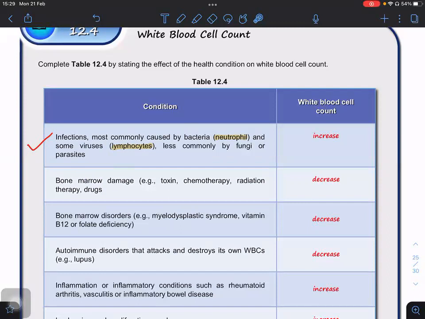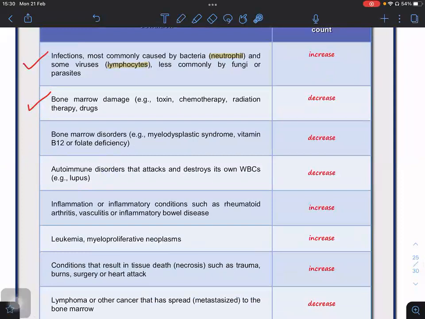If you have any bone marrow damage, for example from toxins, chemotherapy, radiation therapy, or any drug that we take that damages the bone marrow, it will definitely decrease the white blood cell count because the hematopoietic stem cell number becomes lower. So this one we need to know. In general, anything that damages or disorders the bone marrow is very simple. For example, vitamin B12 or folate deficiency causes bone marrow disorder and decreases the white blood cell count. Are you clear? Now, an autoimmune disorder that attacks and destroys our own white blood cells, this one is common sense, decreases the white blood cell count.